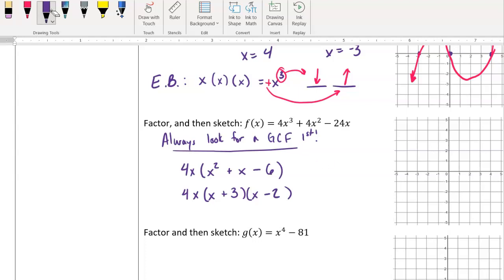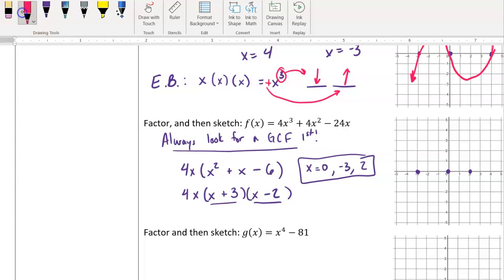well, I'm just going to do this. If I set 4x equal to 0 and solve it, I would get x equals 0. If I set x plus 3 equal to 0 and solved it, I'd get negative 3. If I set x minus 2 equal to 0 and solve it, I get positive 2. So those are my x-intercepts. So let's graph those. So 0, negative 3, and positive 2.